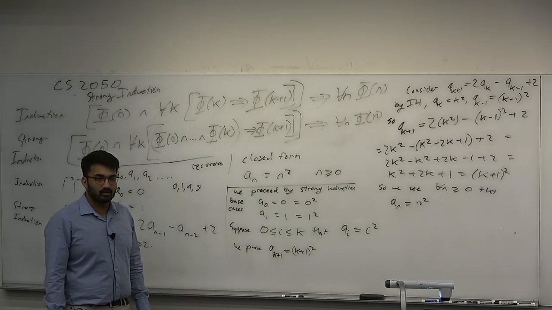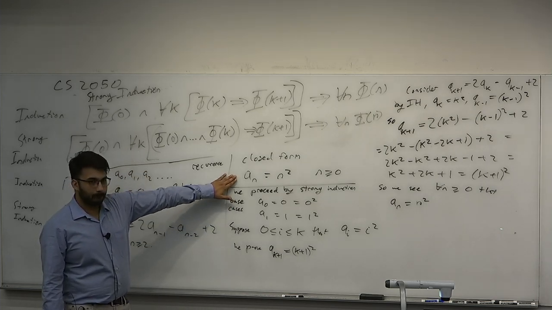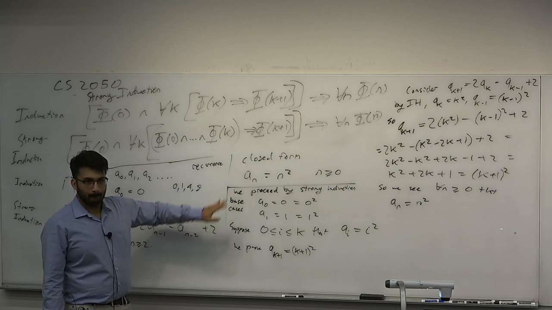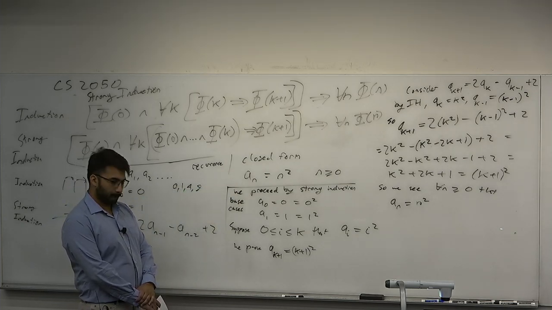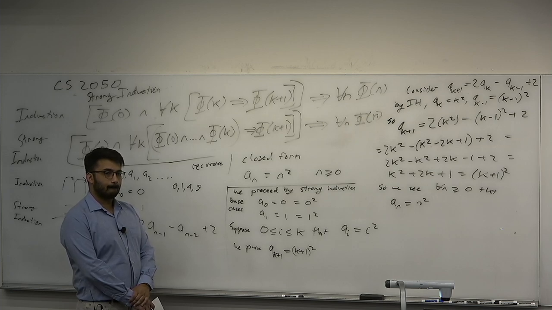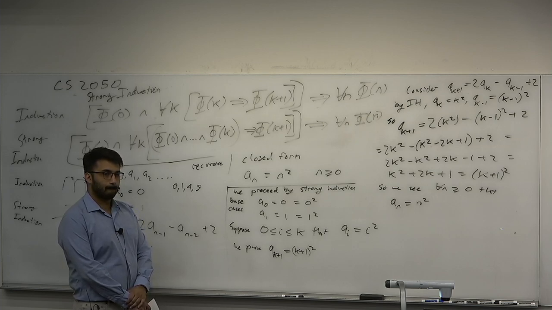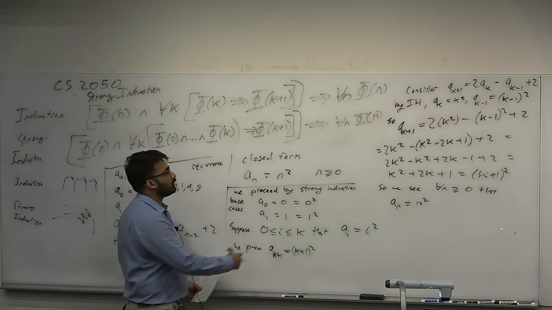Yes? With the closed form, where you have A sub n, to keep the bounds on the recurrence one, could you do, like, A sub n minus 2, and then n is greater than or equal to 2? That would be true.